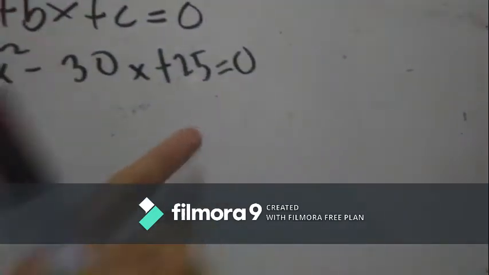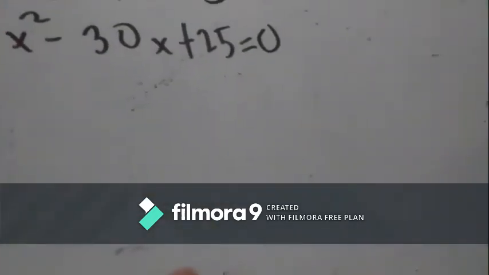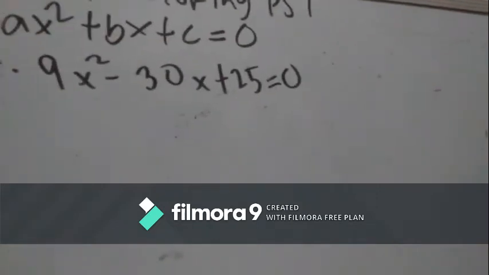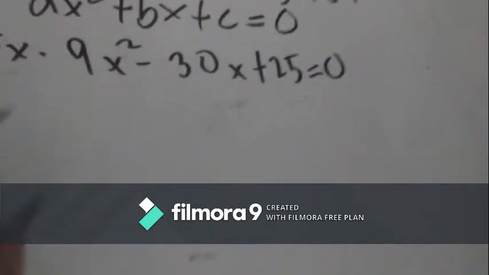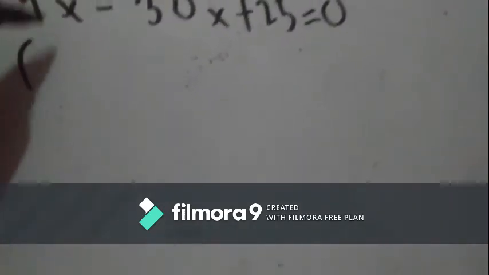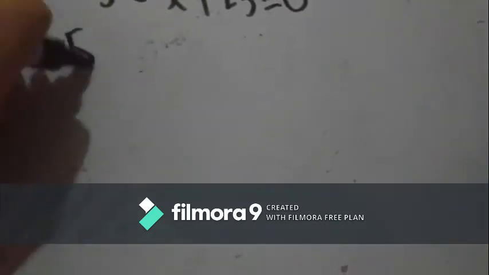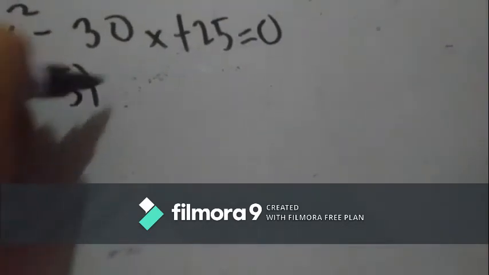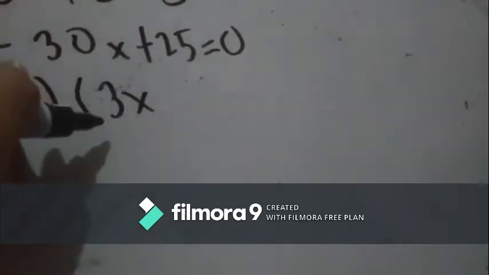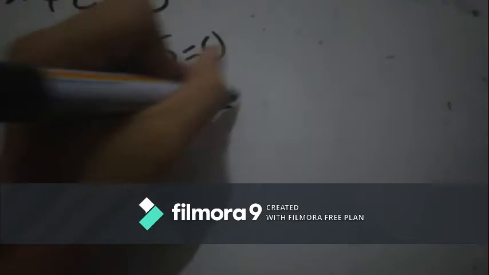Next, the perfect square trinomial, for example 9x squared minus 30x plus 25 equals 0. So the two terms in a PST should be perfect squares. And this is how to do it. Simplify 9 and 25: 3x minus 5, 3x minus 5 equals 0.